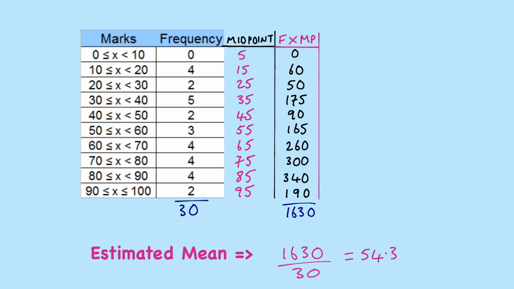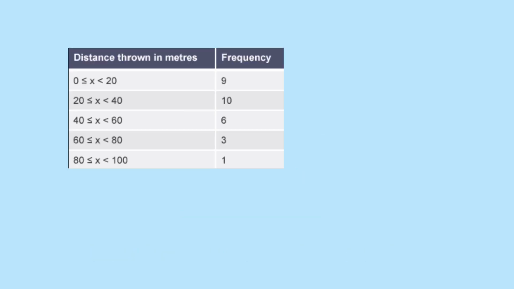Let's have a look at another one. So again, in this one, we know that there are 9 values in this interval, but we don't know what those 9 values are. So again, we'll just use the midpoint. So let's work out the midpoint. So we have 10, then the next one will be, of course, 30, and so on. So these are all our midpoints.